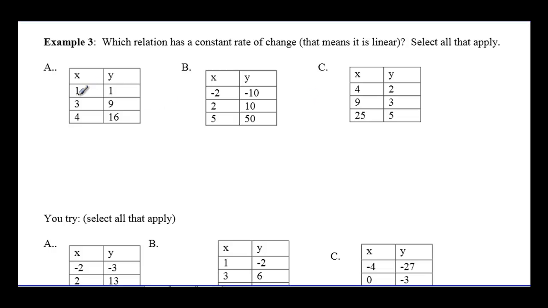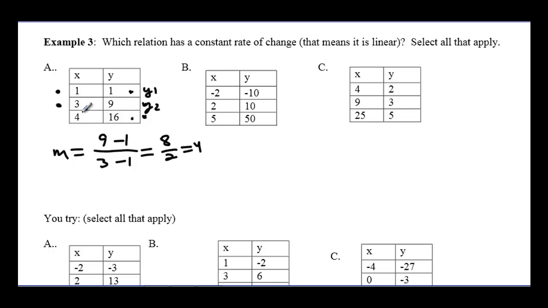A constant rate of change means if I take these two points and find the slope, it should be the same as for this one and this one, or this one and this one. We could do it in any combination. So let's take the first two. I have my x's here, my y's here. My slope is y2 minus y1. I'm calling this one y1 and this one y2, over x2 minus x1. And we end up with 8 over 2, which is 4.